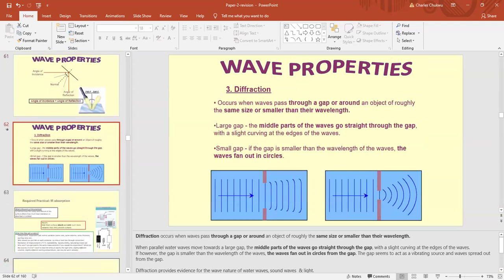These are some other ones, but I'm not too sure whether we should consider them. Let's just consider them for the sake of the fact that they are all related to waves. Diffraction. When does diffraction happen? Diffraction occurs when waves pass through a gap or around an object of roughly the same size or smaller than their wavelength. Look at these two diagrams. You can see how diffraction occurs.